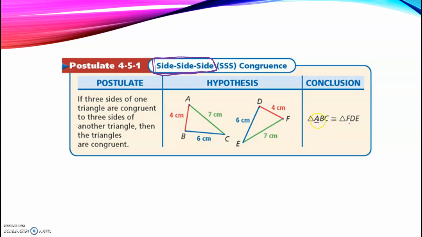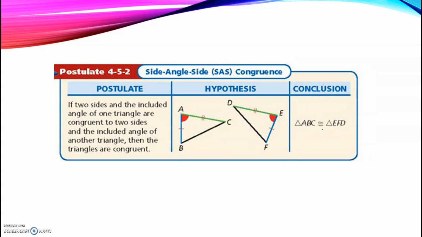All right, so there's a reason ABC is congruent to FDE. Yes, order matters. You're telling me angle A goes with angle F. Angle B goes with angle D. Right? Side AB goes with side FD. So order matters. And the last one we're going to learn today is side, angle, side.